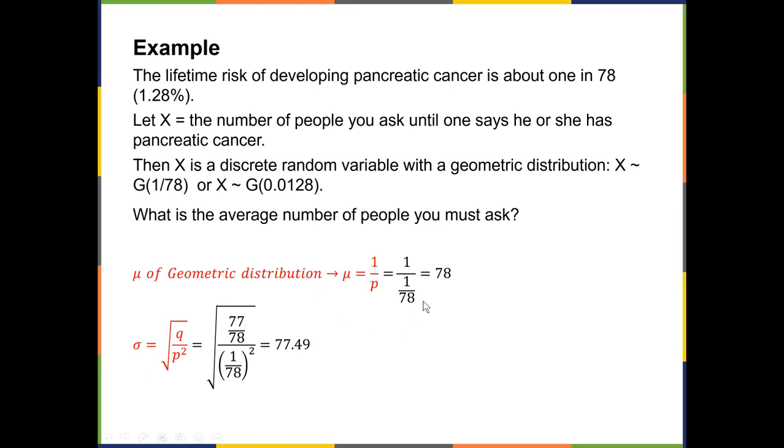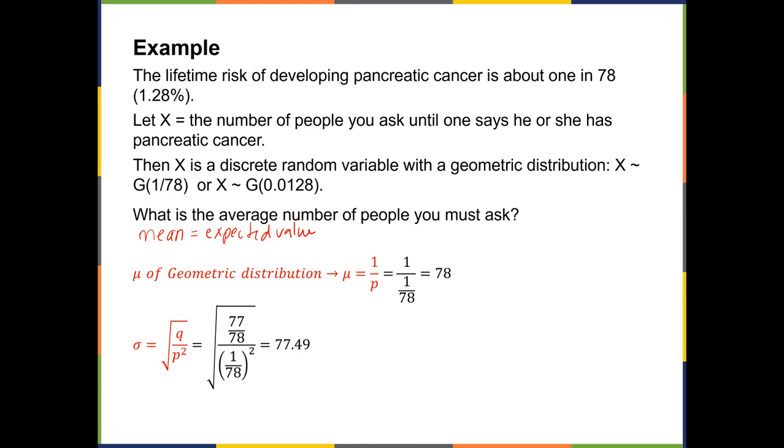Again, as I told you in the Excel, and here's another note, the mean of the geometric distribution, so this is the mean, the expected value, the average number of people you should ask, right? It's going to be 1 over the probability of success. 1 over 1 in 78, 78 people. And that makes really good sense that you expect to ask 78 people before you get a success.